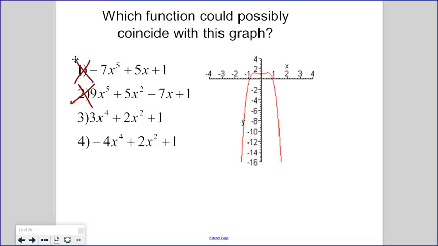Correct answer is 4. Needed 2 things. My ends are headed the same way, so I knew my exponent had to be even. The same direction is negative infinity, or down. And so I knew that that negative had to be in front to make the ends head down to negative infinity. Any questions on any of that?